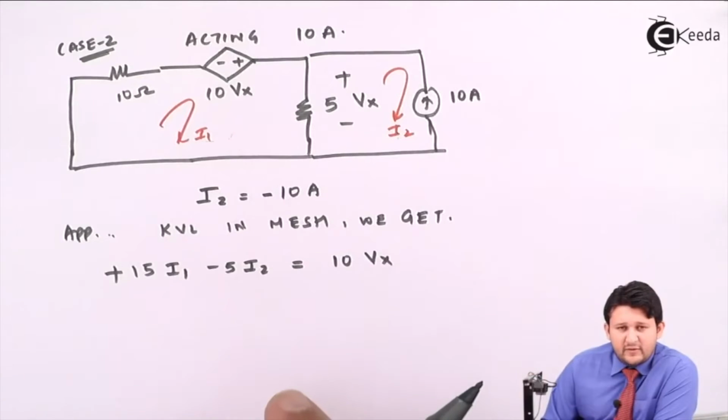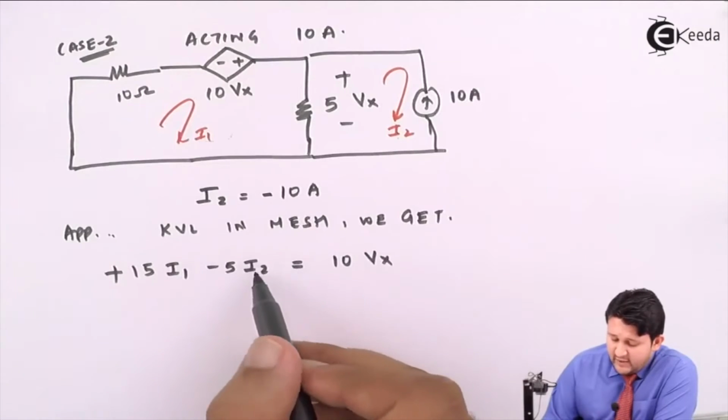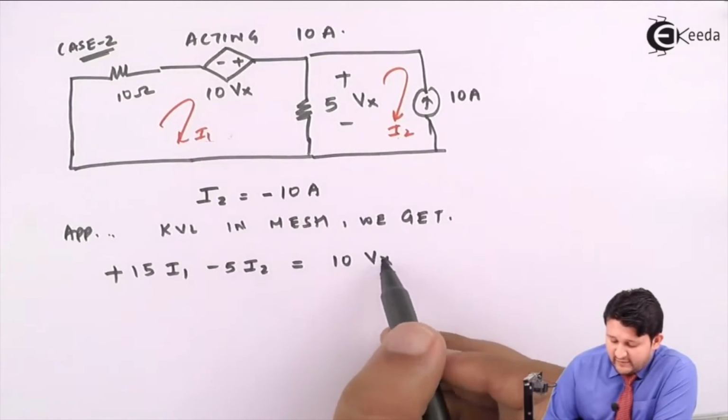When I say mesh, the equation should be in terms of only I1 and I2. But in this case, you already got the value of I2, so the unknown will be only I1. So the equation should have only I1. So let's resolve it. Put the value of I2 over here and put the equation for Vx.